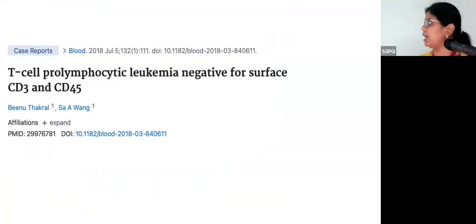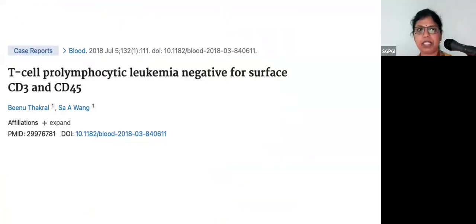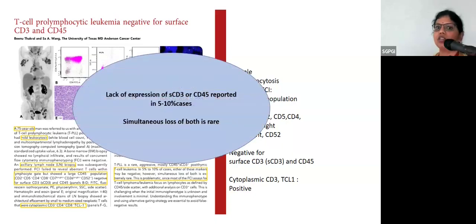So here are some interesting case reports from TPLL, reporting a case of TPLL negative for surface CD3 and CD45. This is from a publication in Blood in 2018, of a 75-year-old male presenting with mild leukocytosis and a large CD45 negative population. But they could show the diagnostic TCL1 positivity in these cases. And this case was also negative for surface CD3 along with CD45. So we know that there can be a lack of expression of surface CD3, or a lack of expression of CD45, but a simultaneous loss of both is rare.